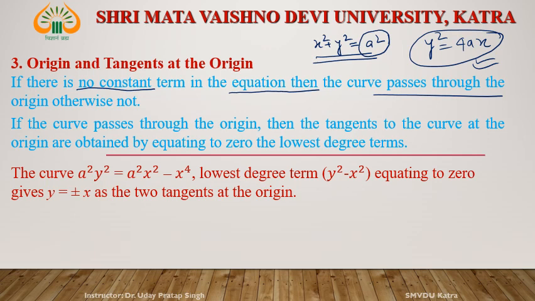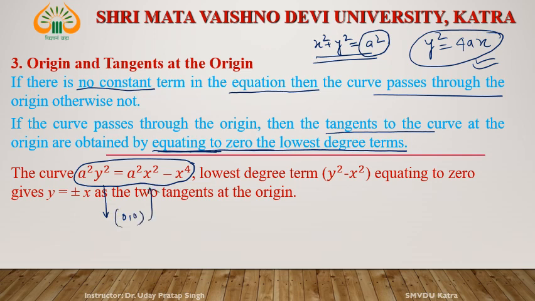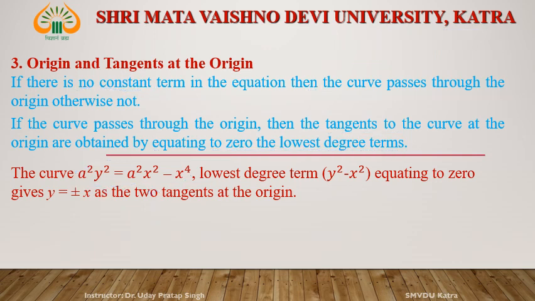If the curve passes through the origin, then whether the tangent at origin exists? Then the tangent at origin can be obtained by equating to 0 the lowest degree term. For example, see this example. This curve passes through the origin, yes, since 0, 0 satisfies this curve. Okay, then what is the tangent? Tangent can be obtained by equating the lowest degree term.